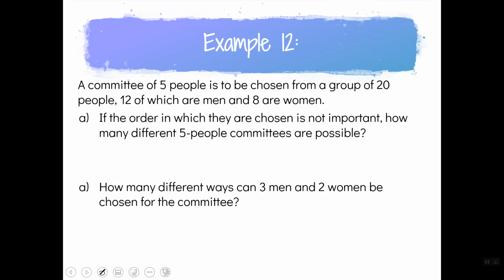Example 12. A committee of 5 people is to be chosen from a group of 20 people, 12 of which are men and 8 are women. If the order in which they are chosen isn't really important, we're just grabbing people. How many different 5-people committees are possible? So this is a great example of a combination. Order doesn't matter. So we have 20 people to pick from, and we just need to pick 5. We'd use that combination feature in a calculator, and we get 15,504.